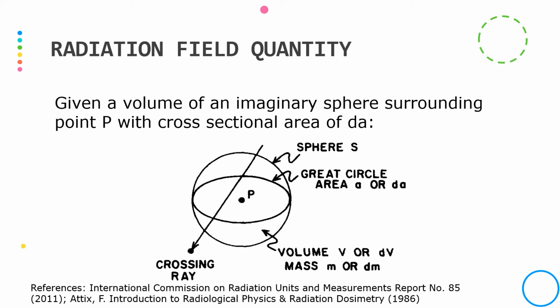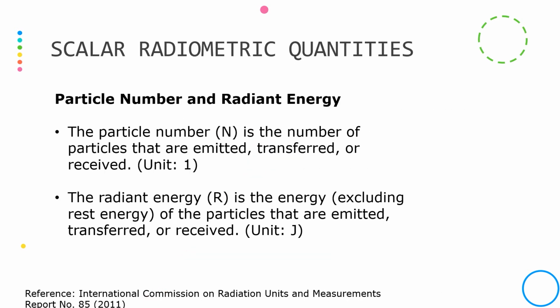In characterizing the radiation field at a certain point P, we will use this illustration of radiation traversing a sphere of cross-sectional area dA, for the infinitesimal cross-section centered at a certain point P. So this is a sphere S, with a volume dV and a mass dm, and these are our radiation rays. In discussing radiometric quantities, we start with the definition of the general quantities associated with radiation fields, namely the particle number N and the radiant energy R.